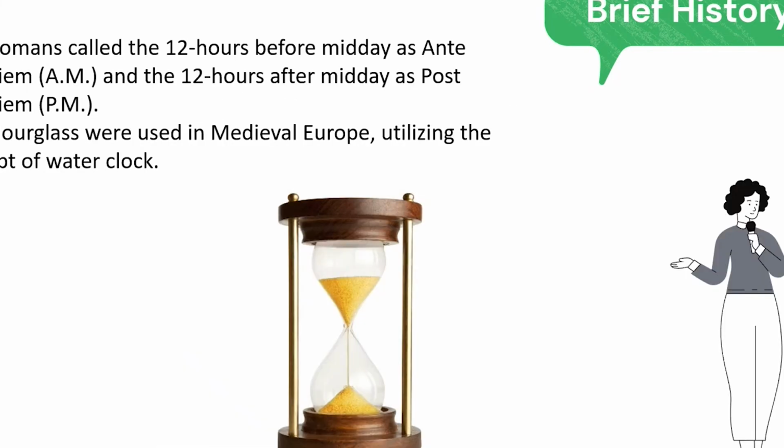Next po. Romans called the 12 hours before midday as ante-meridiem and 12 hours after midday as post-meridiem. So, Romans ngayon nagpangalan sa umaga ng AM and ng PM sa gabi. So, meridiem came from the Latin word meridies, which means midday, and the ante means before and post means after.